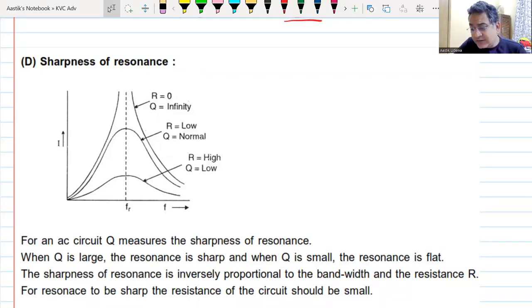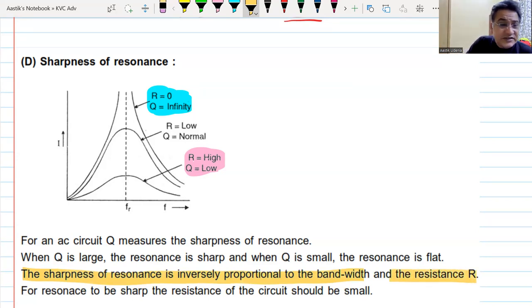What is the sharpness of resonance? Why do we measure the quality factor? We measure the quality factor to find out the sharpness of resonance. How sharp is resonance? Here you can see in the case of blue, resonance is very sharp. Here you can see in pink, it is very blunt. If the value of Q is very high, resonance is sharp and bandwidth is less. If the bandwidth is more, we call it blunt. So the sharpness of resonance is inversely proportional to the bandwidth and the resistance R. Just remember this and these diagrams. I'll give you 2 minutes to note this down.